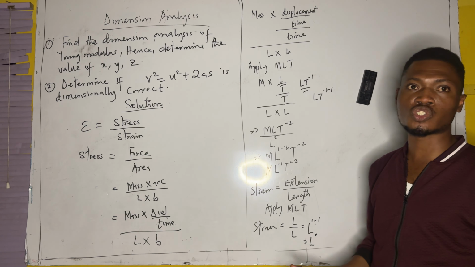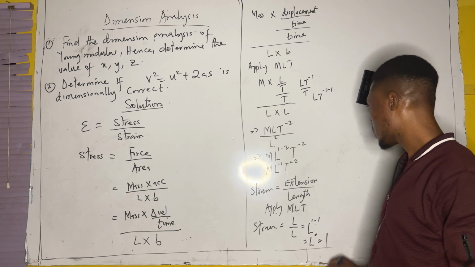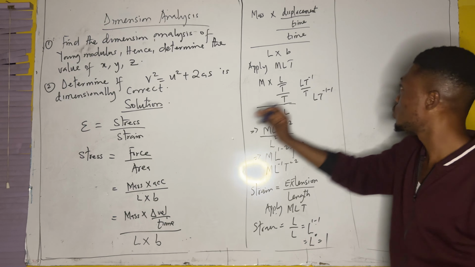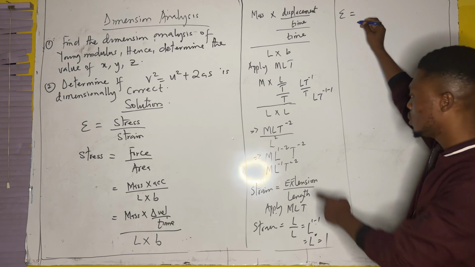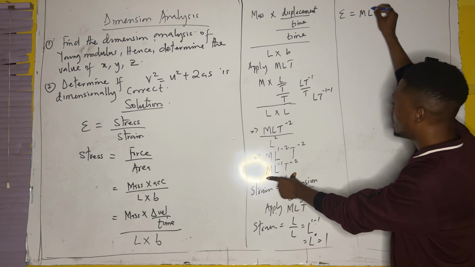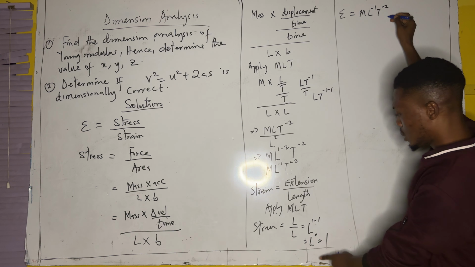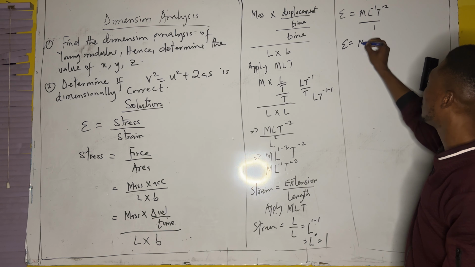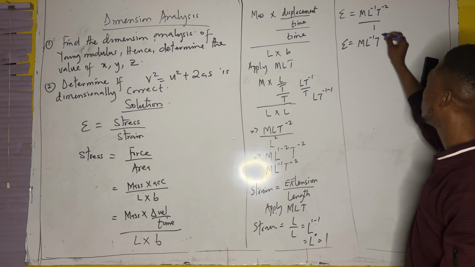And anything raised to the power 0 is what? Is 1. So at the end of the day, stress over strain gives our Young modulus. The dimension of stress is M L minus 1 T minus 2. That of a strain is 1. So that means Young modulus is M L minus 1 T minus 2.